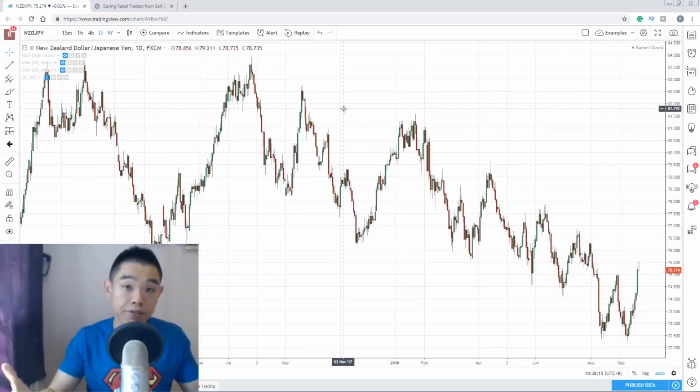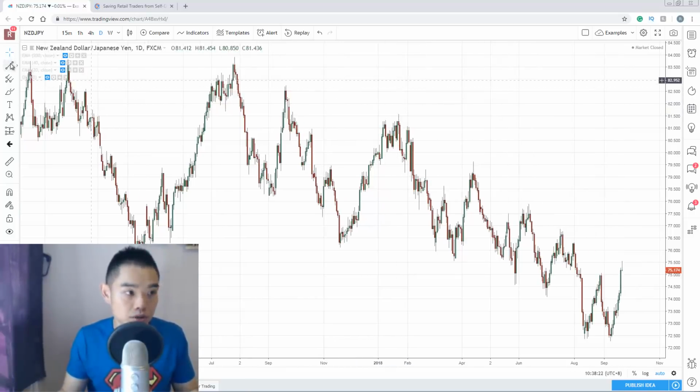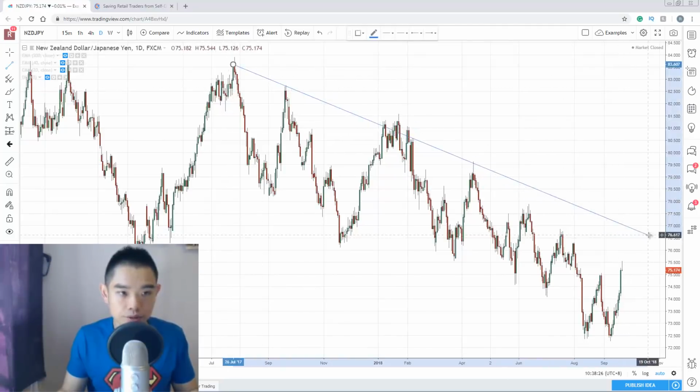I've already done the first step, which is zoom out. Second step, draw the most obvious levels. So which are the most obvious levels on my chart? Let me just start to identify the levels. I see one over here. Okay, I'll draw it first. I'm not going to do anything special, I'll just draw it first.